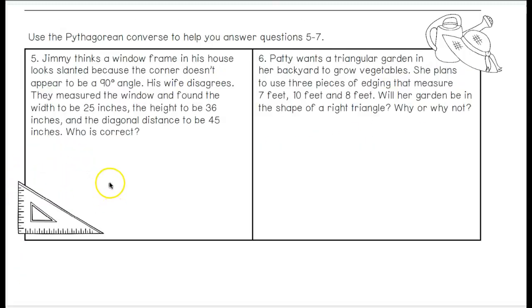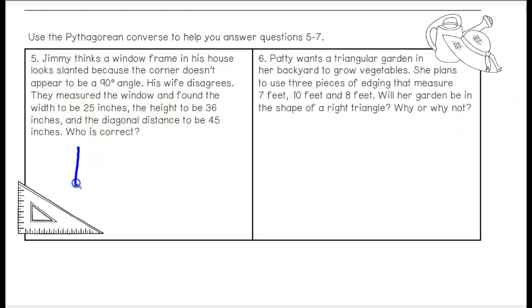All right, everybody's favorite, word problems. So Jimmy thinks a window frame in his house looks slanted because the corner doesn't appear to be a 90-degree angle. This is a common problem. Is it really a 90-degree angle in your window? You want to make sure that it is, otherwise your window won't sit inside the frame. His wife disagrees, and they measure the window and find the width to be 25 inches.